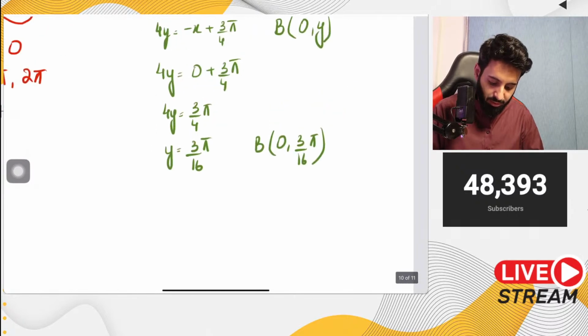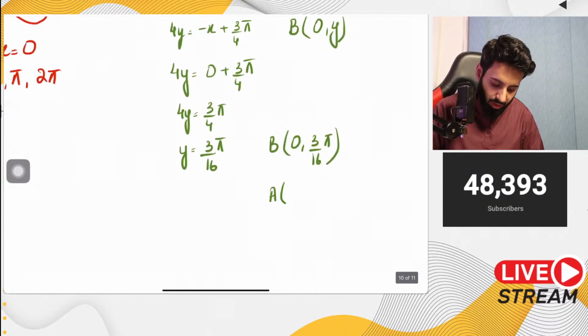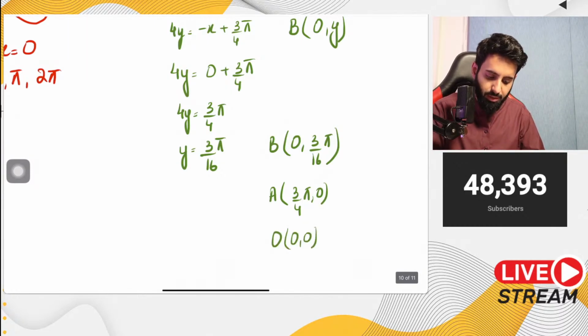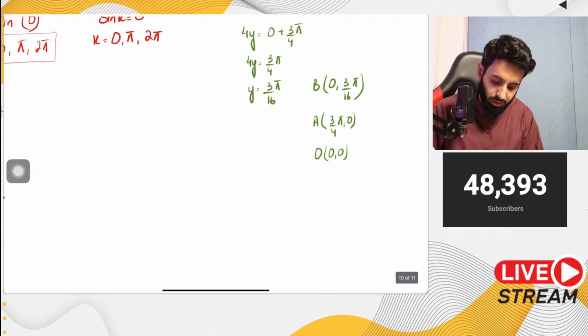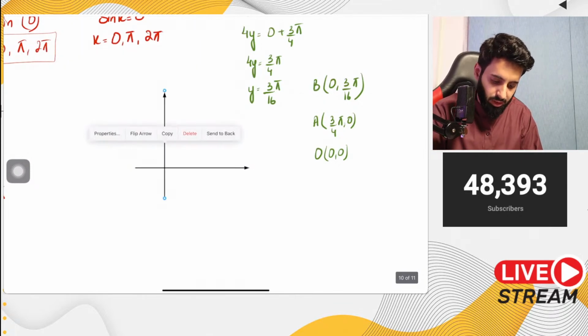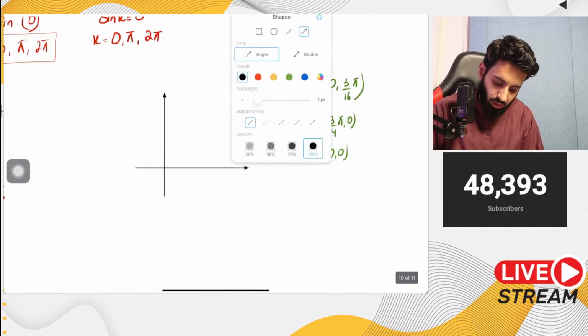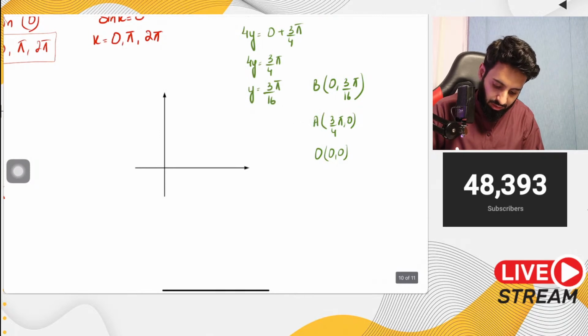We have the coordinates of b, we have the coordinates of a as 3 upon 4 pi comma 0, and obviously we have the coordinates of o, since it's the origin. In fact, I'll write it down over here. It's 0 comma 0. Now we need to find out the area. So your safest bet is to actually sketch it out. a is on the x-axis, that means it's going to be somewhere over here.